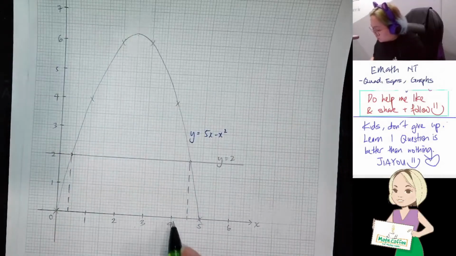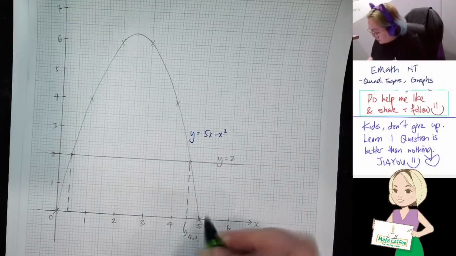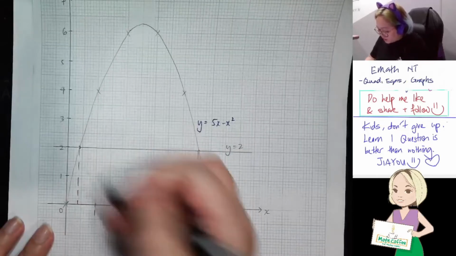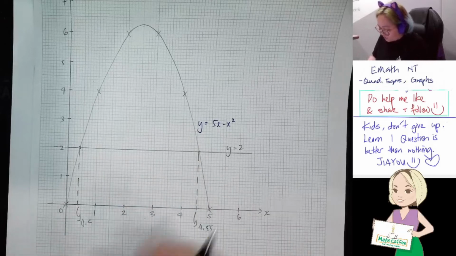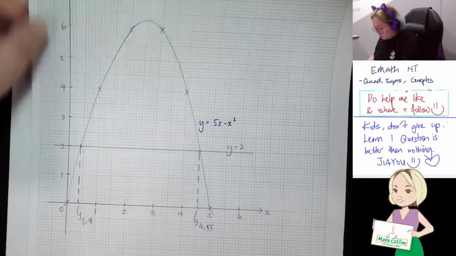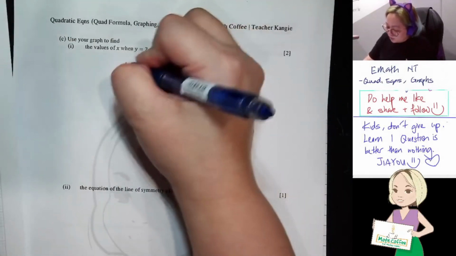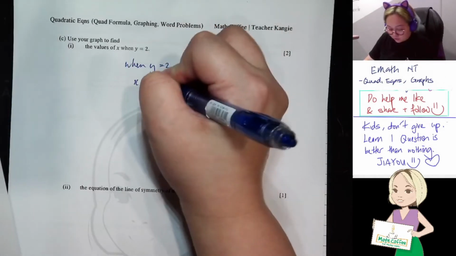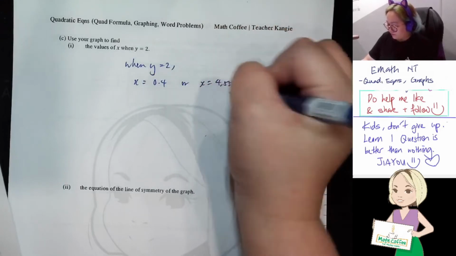So this value is 4.55. This value over here, 0.4. This is 0.4. Okay, so go to here. You will say, okay, when my y is equals to 2, my x is equals to 0.4, or x is equals to 4.55.